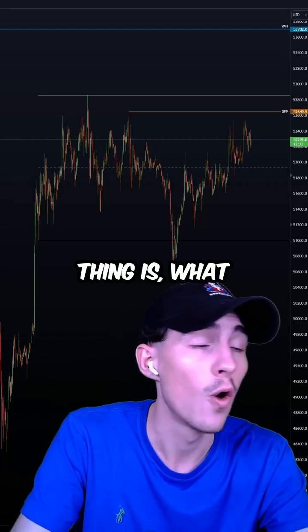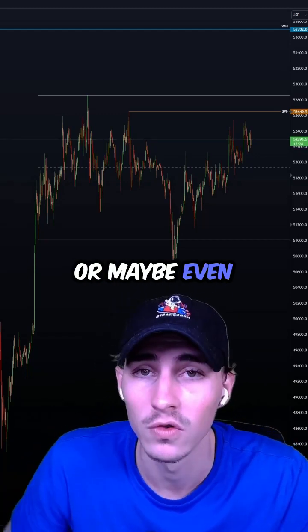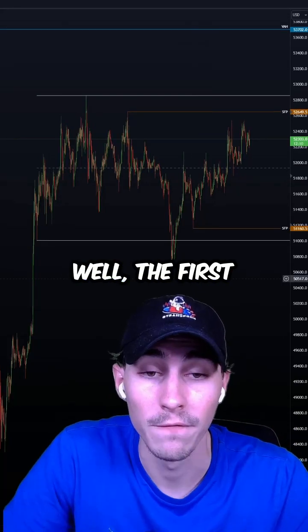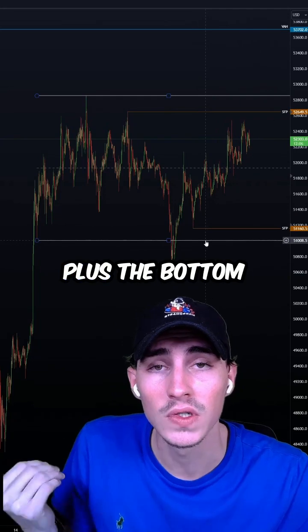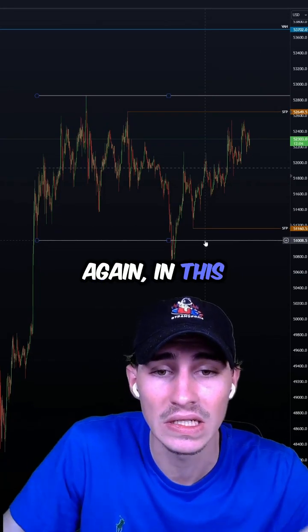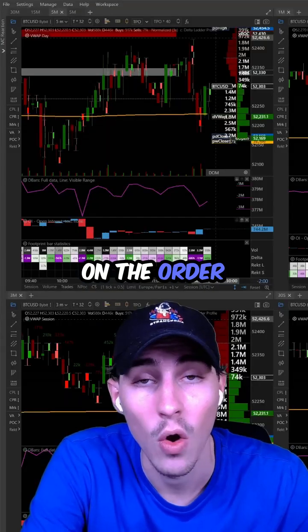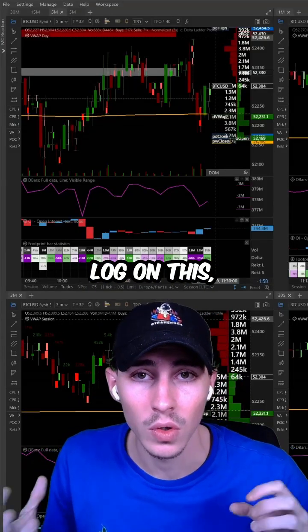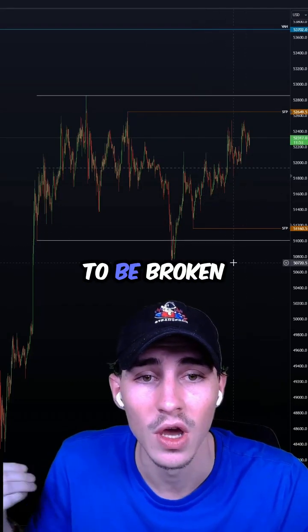So now the thing is, what if we go below here and have to look for a long, or maybe even break this range to the downside? Well, the first target will be simply the swing failure pattern here of this bottom plus the bottom of the channel. Again, in this target, we simply want to get a good reaction on the order flow. If there is no reason to long on this, we're simply going to look for a move to the downside and the range to be broken right here.